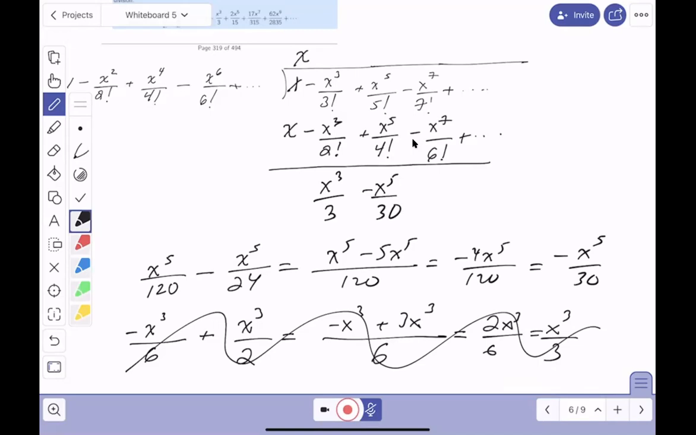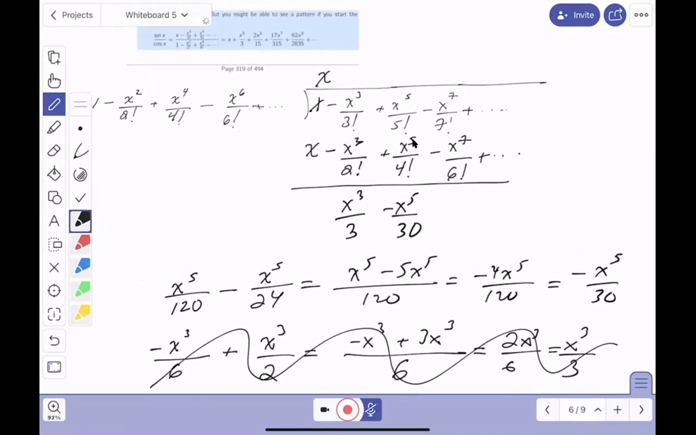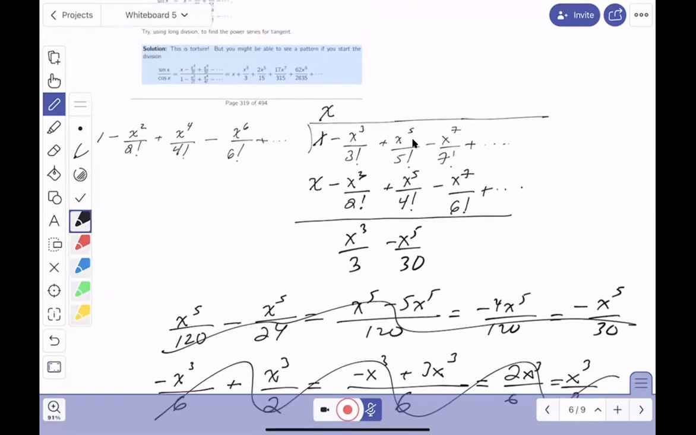I think you get the idea. The deal about this over here, I'm kind of running out of room at this point, but what do you need to do now? You need to do this next term, and then you need to find a multiple of this that would match that. And what would that be? Well, that would be plus x cubed over 3.